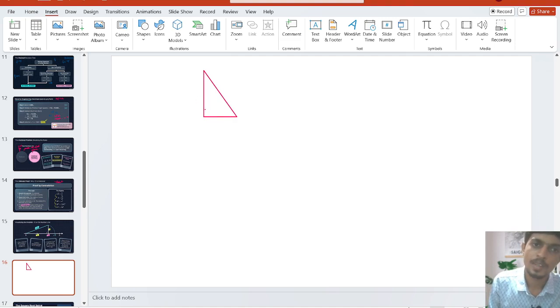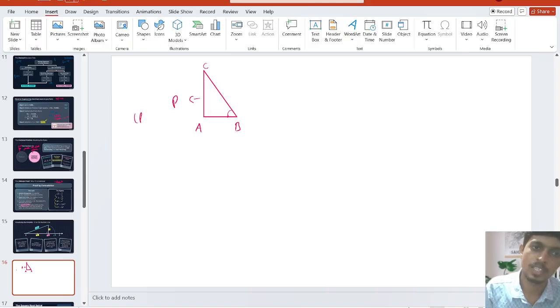This is a right angle triangle, as you see in your figure ABC. If we take this angle, its opposite side is the perpendicular.